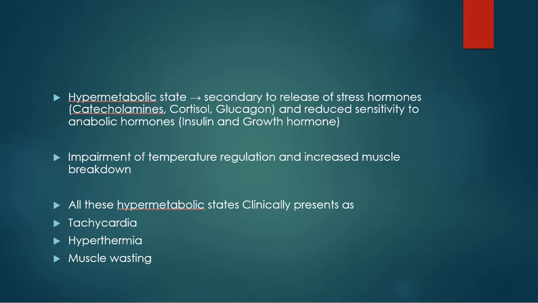Burn creates a hypermetabolic state, which is secondary to the release of stress hormones. What are the stress hormones? These are catecholamines, cortisol, and glucagon. And there is reduced sensitivity of the body to the anabolic hormones. The anabolic hormones are insulin and growth hormones. There is impairment of temperature regulation and increased muscle breakdown. All these hypermetabolic states clinically present as tachycardia, hyperthermia, and muscle wasting.